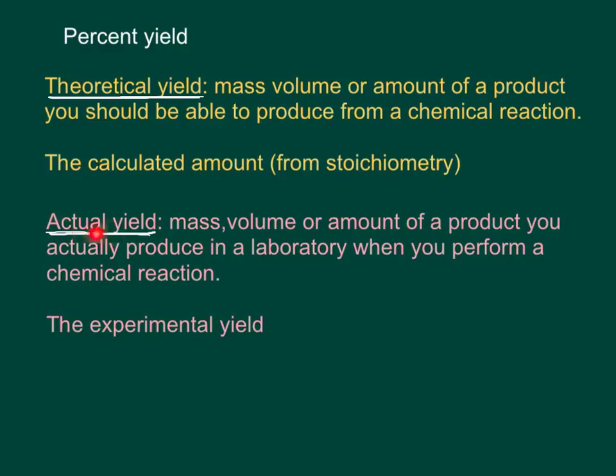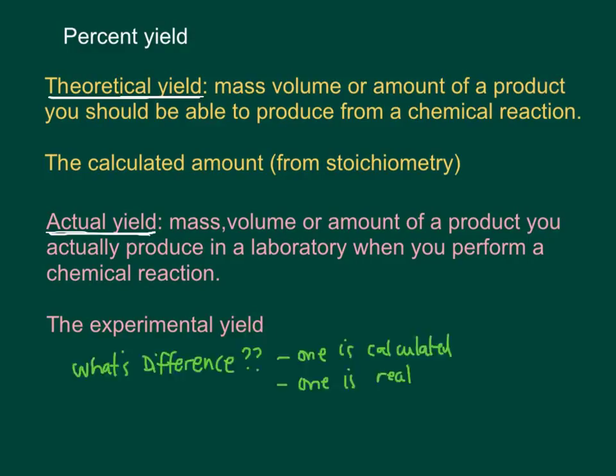My actual yield is when I go back in the lab and I then perform that chemical reaction and I get a product and then I measure the amount of that product. That's my actual yield. That's what I really got. That's my experimental yield. So what's the difference between a theoretical yield and an actual yield? Well, the theoretical yield is your calculated, what you should get, whereas your actual yield is what you really get.